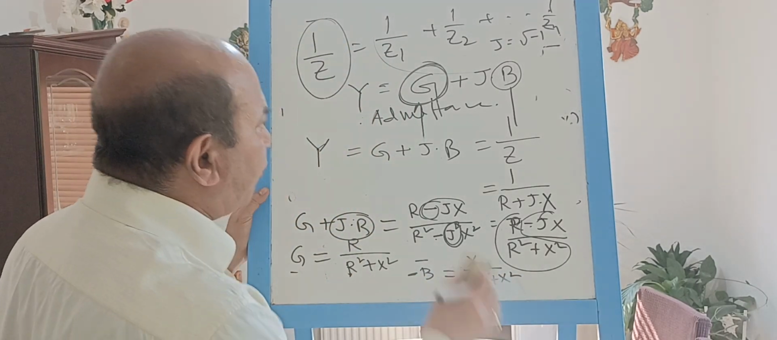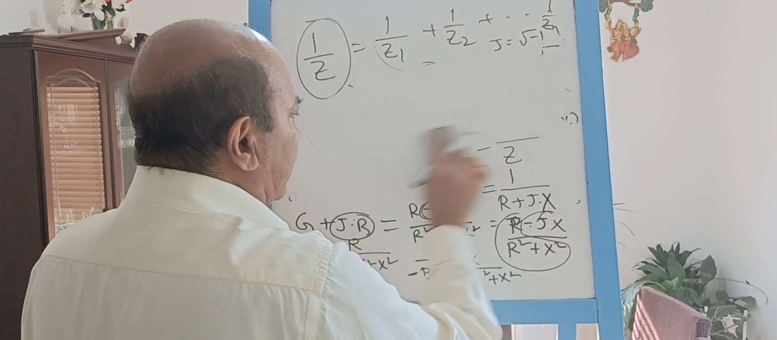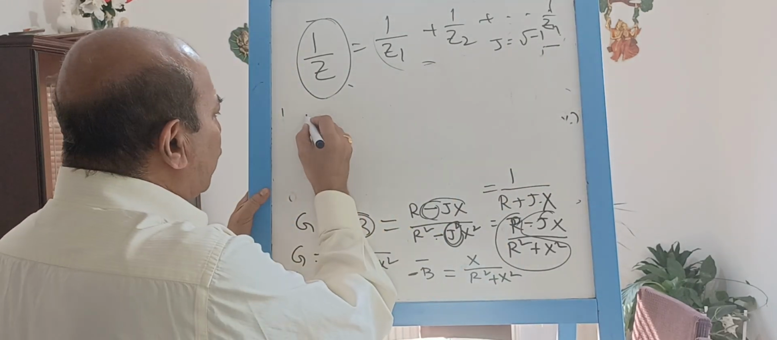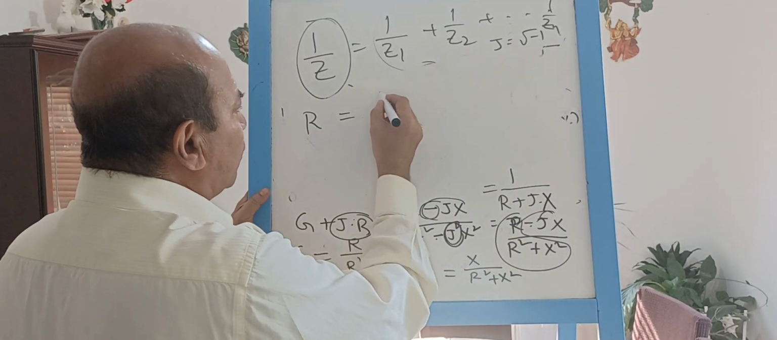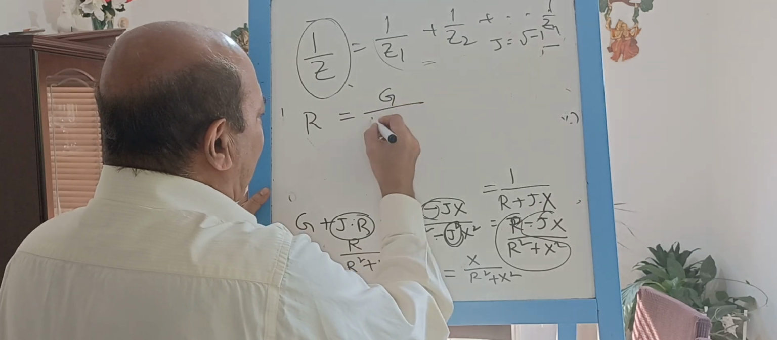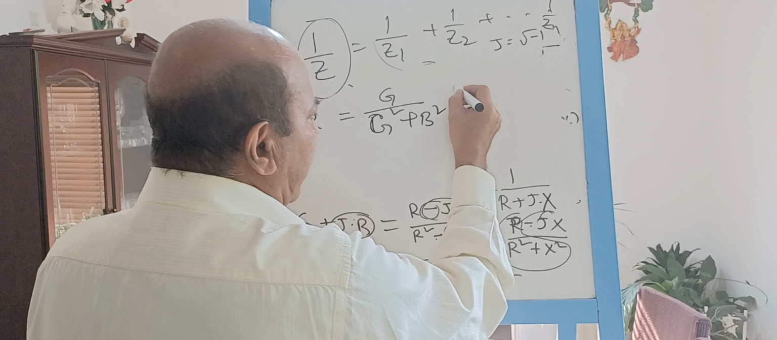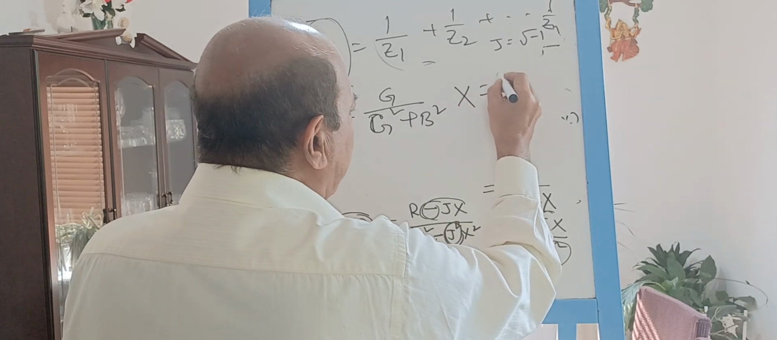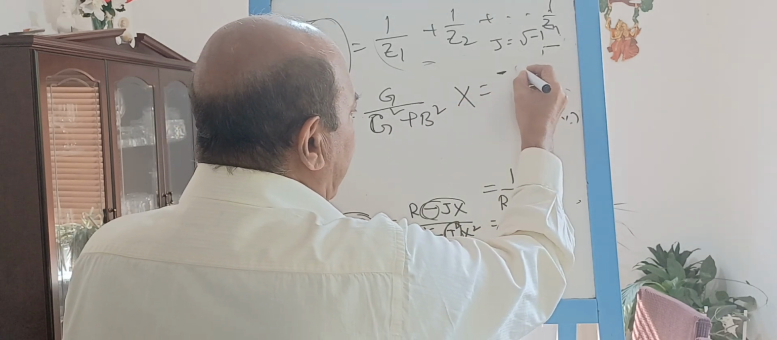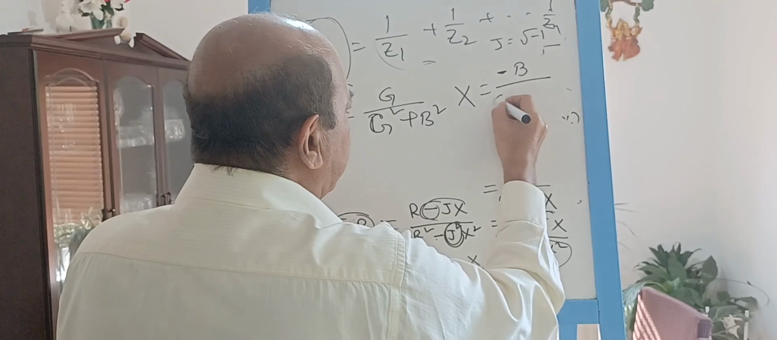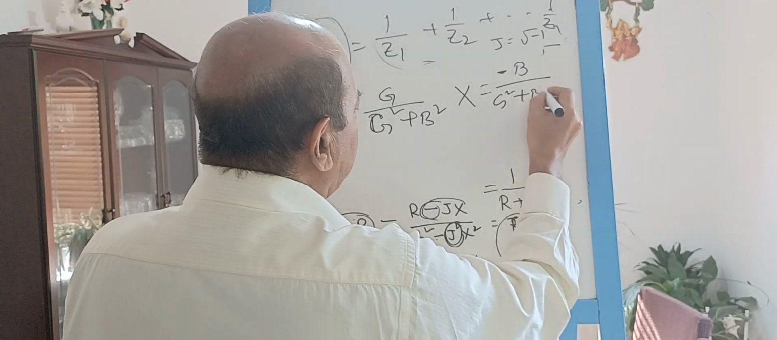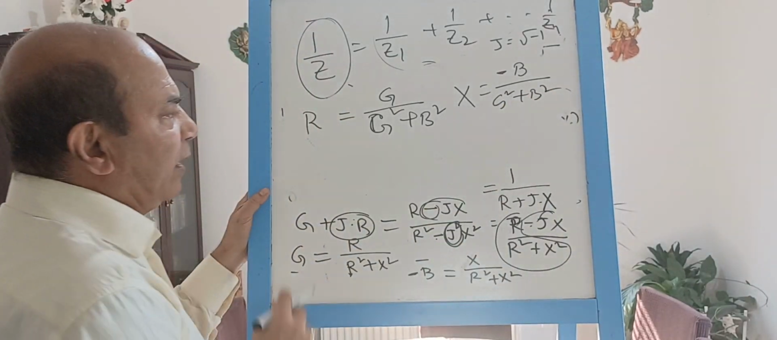Similarly, if we go the reverse relation, it will be like this. If we go for resistance, R equals how much? This equals G by G square plus B square. And if I go for X, that equals minus B by G square plus B square. This is the relation amongst these.